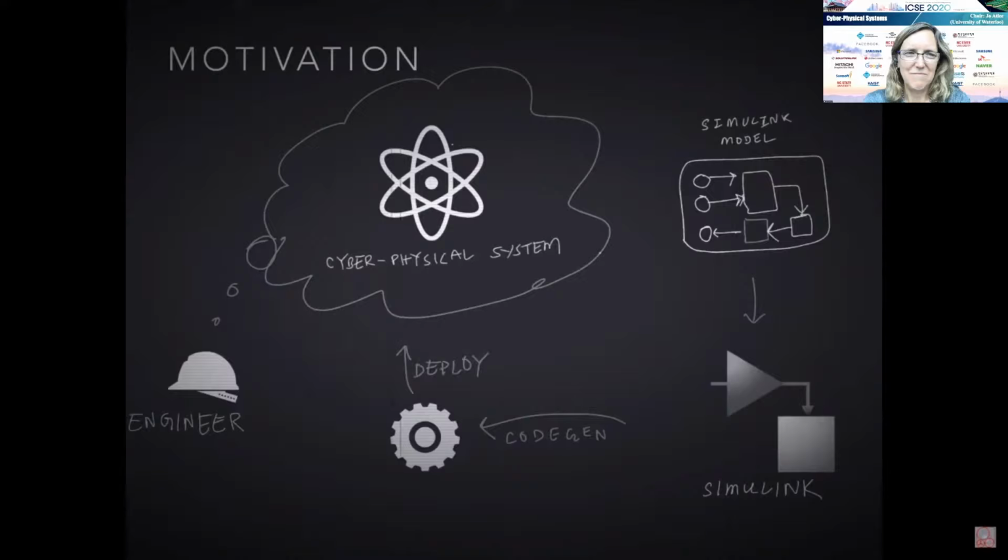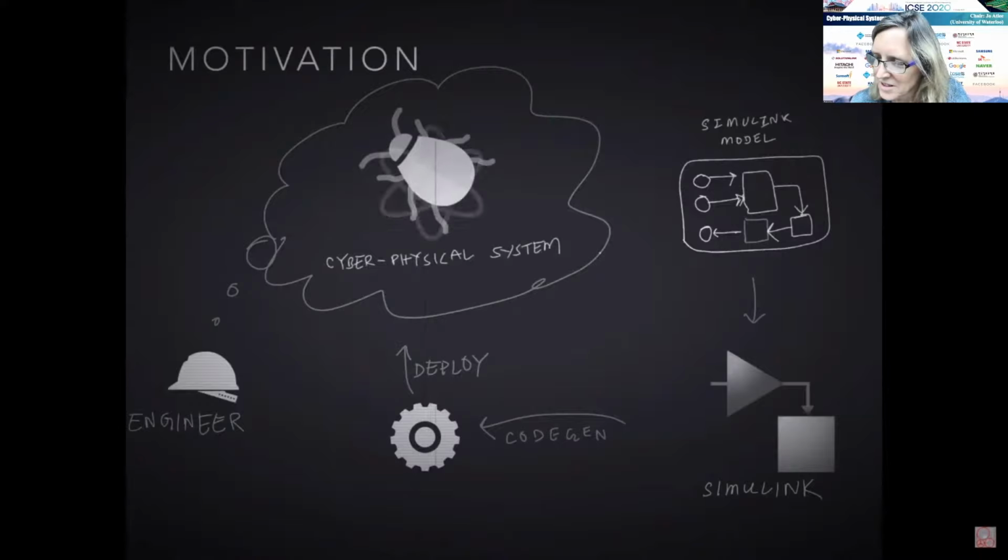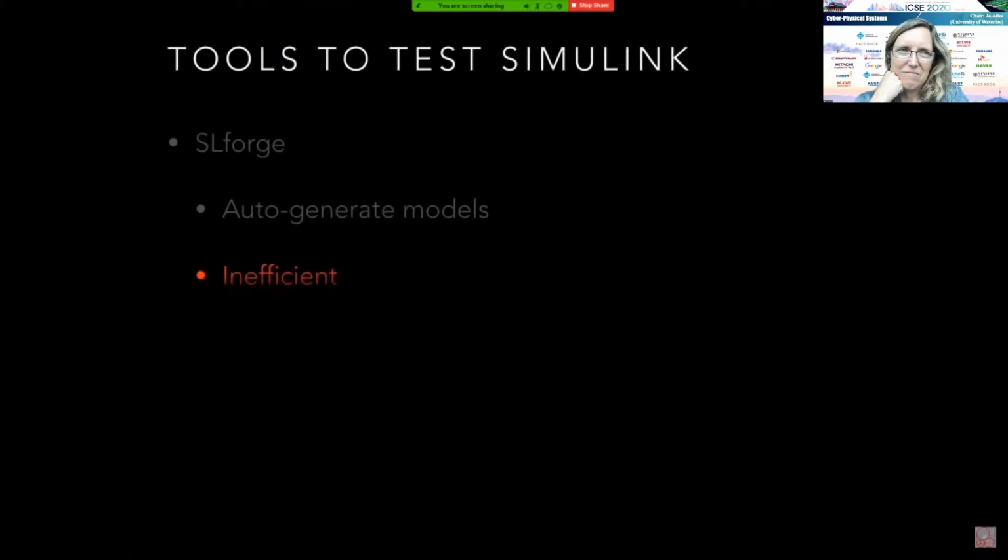Now, a bug in the toolchain can introduce further bugs in the artifacts they automatically generate. And we don't want safety-critical systems to fail due to compiler bugs. So we need automated tools to test Simulink. State-of-the-art tool SLforge automatically generates valid Simulink models in order to test Simulink. It's inefficient, however, since generating a valid Simulink model from scratch is very slow.